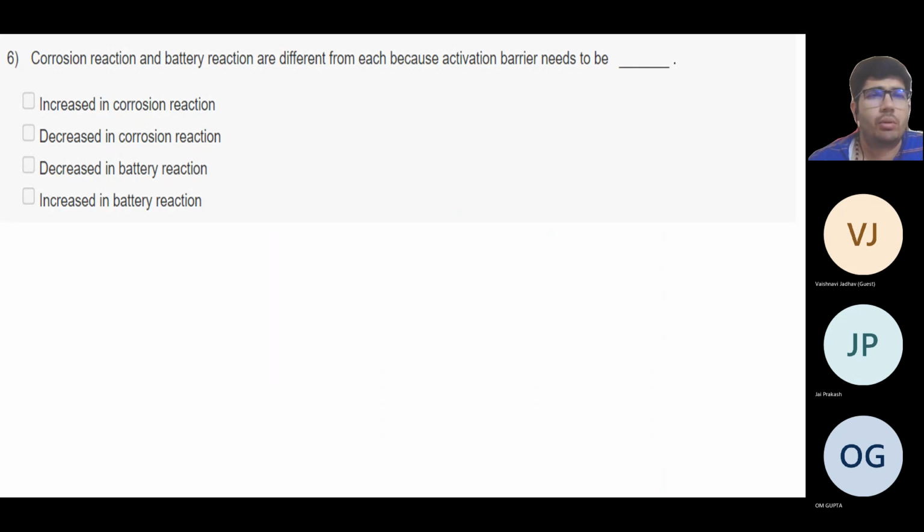What is the question? Oh, okay, question number 6. Question number 6 is corrosion reactions and battery reactions are different from each other because activation barrier needs to be. Okay. I think today we have not covered this corrosion, but you all have taken the classes, so I think you can answer.